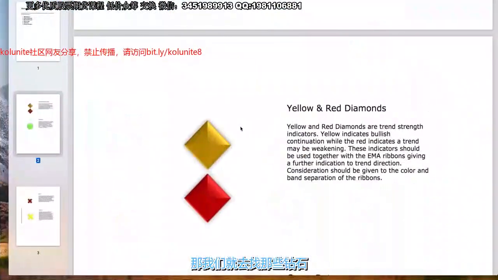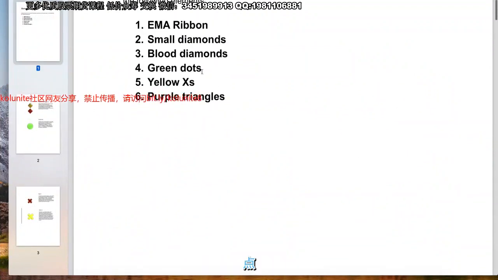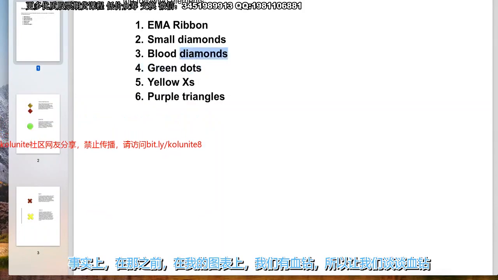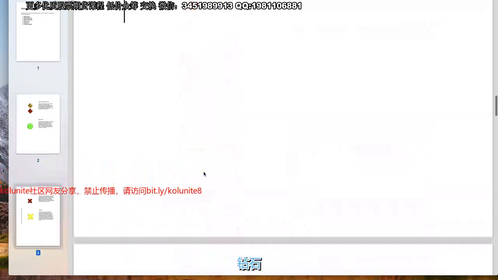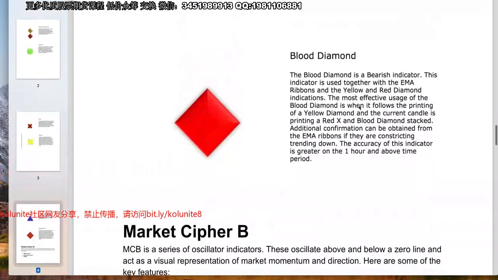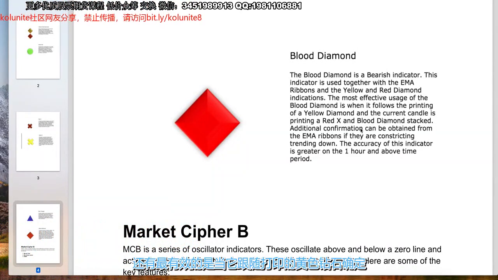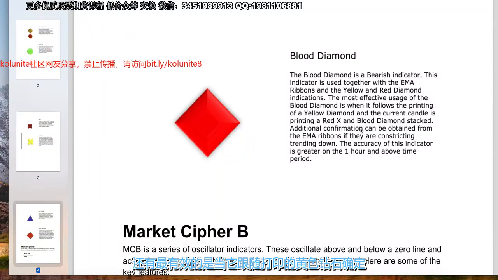Then after those diamonds, we've got the green dots. Actually, before that, on my chart here, we have blood diamonds. So let's talk about blood diamonds. Blood diamonds are a bearish indicator. The blood diamond is used in conjunction with the exponential moving average ribbon, and they're most effective when it follows the printing of a yellow diamond.